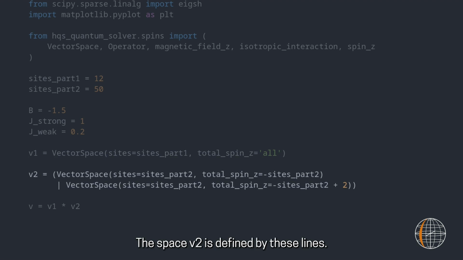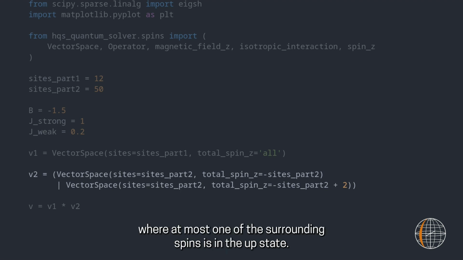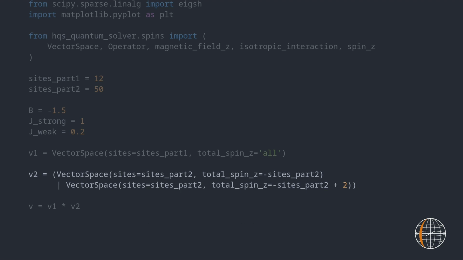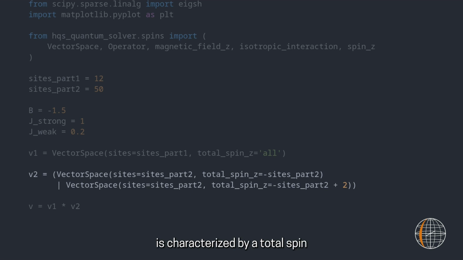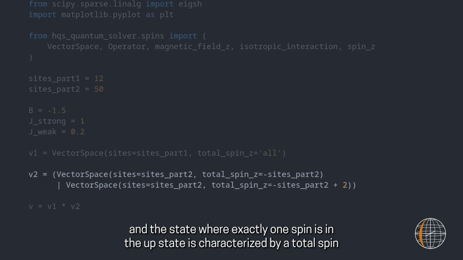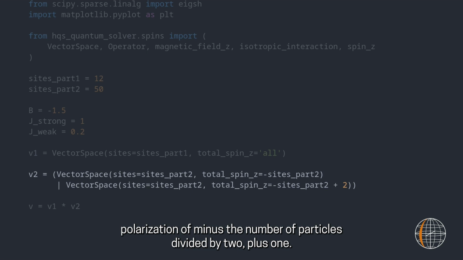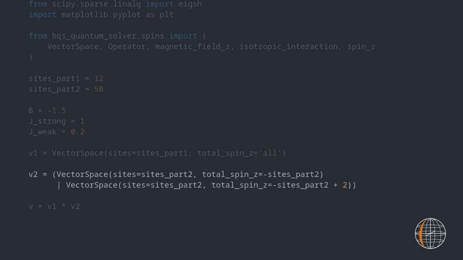The space v2 is defined by these lines. The space v2 corresponds to all the states where at most one of the surrounding spins is in the up state. We build this space by combining two spaces. Note that the state where all the spins are in the down state is characterized by a total spin polarization of minus the number of particles divided by 2. And the state where exactly one spin is in the up state is characterized by a total spin polarization of minus the number of particles divided by 2 plus 1.